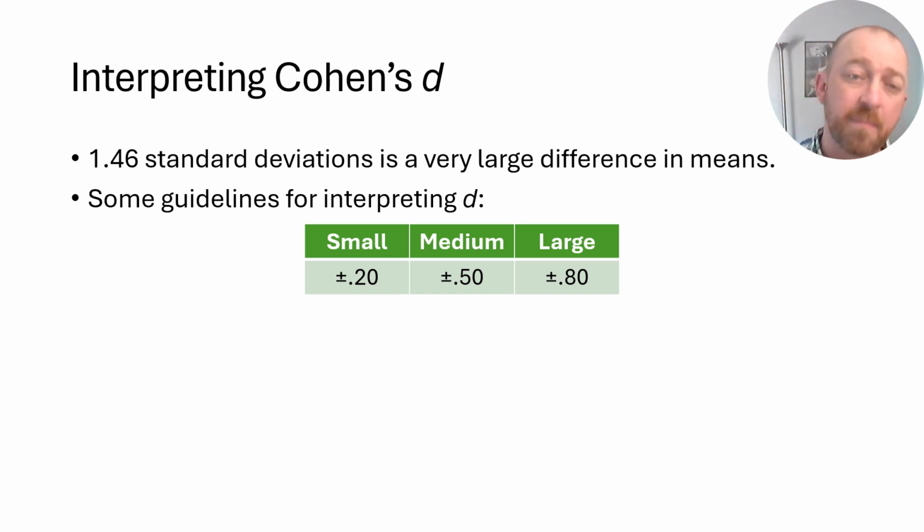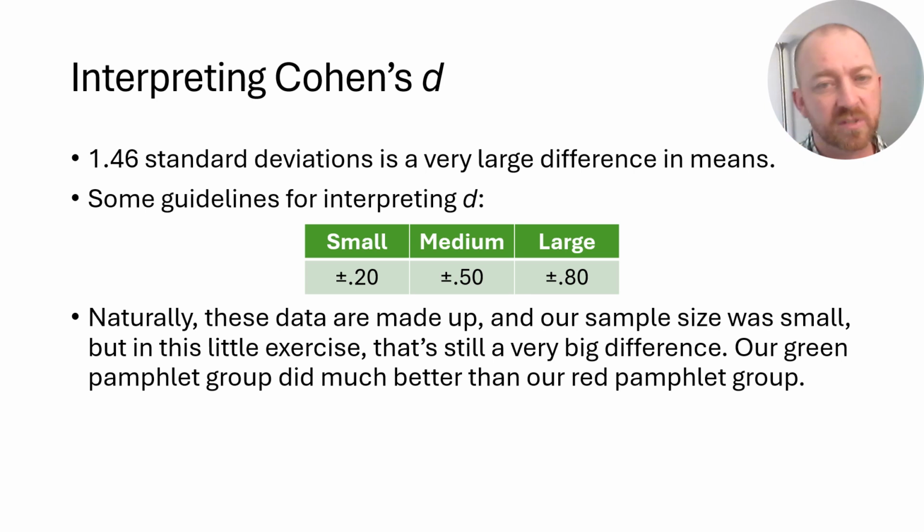And then anything about a 0.50 and approaching a 0.80, positive or negative, I would say is a medium effect size. Then a large effect size starts at 0.8, again, plus or minus. So of course ours is 1.46, which is almost double the large effect size. So that's a very big effect size.